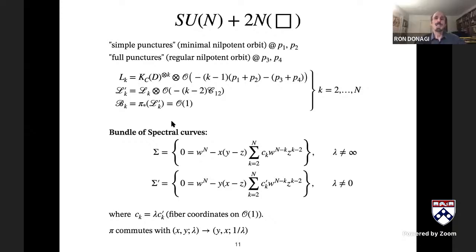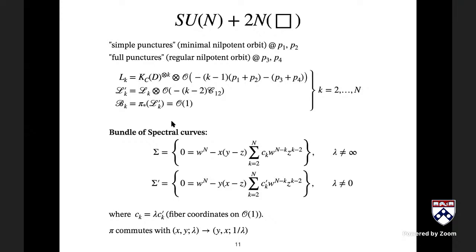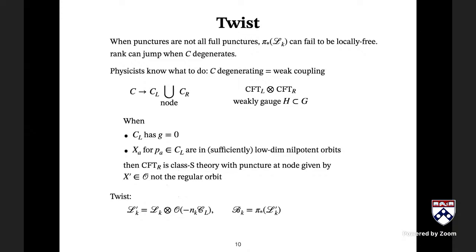I'm just saying it doesn't need to be nilpotent anymore, does it? Oh, no. If I go back to this picture, the theory near the nodal limit is some weakly gauged version of CFT left cross CFT right. And CFT right is the theory on a 3 punctured sphere with two regular nilpotents and one nilpotent given by the aforementioned hook partition. And H here is SU(2). Okay?